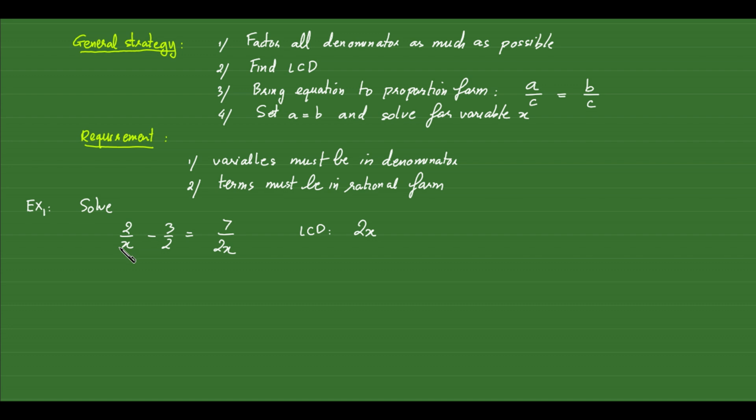Okay, so now let's compare it. They're missing the number 2, so you're going to multiply the top and the bottom by 2. And over here you're missing x, so you multiply the top and the bottom by x. And over here you're not missing anything, so you just go ahead and keep it.